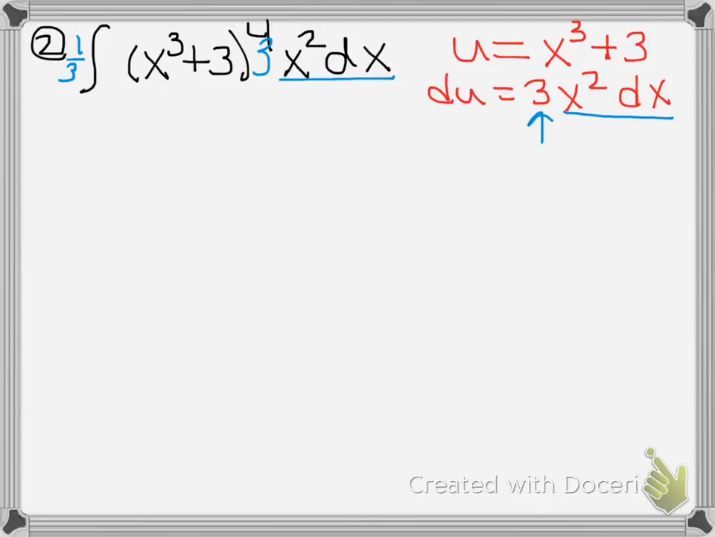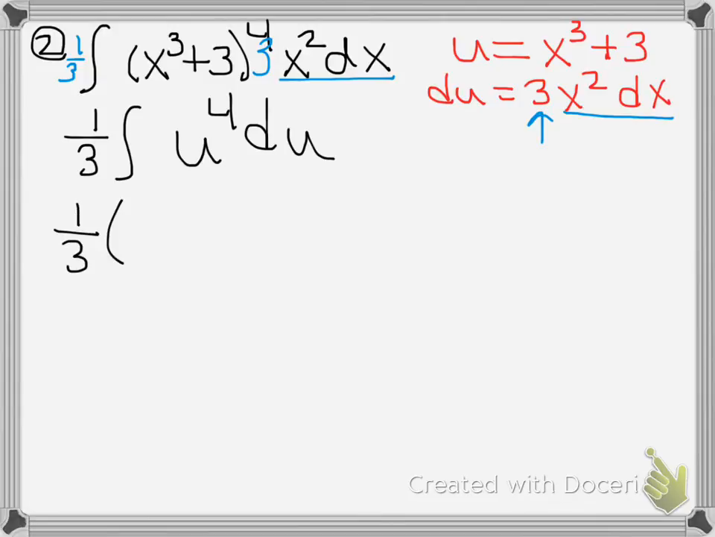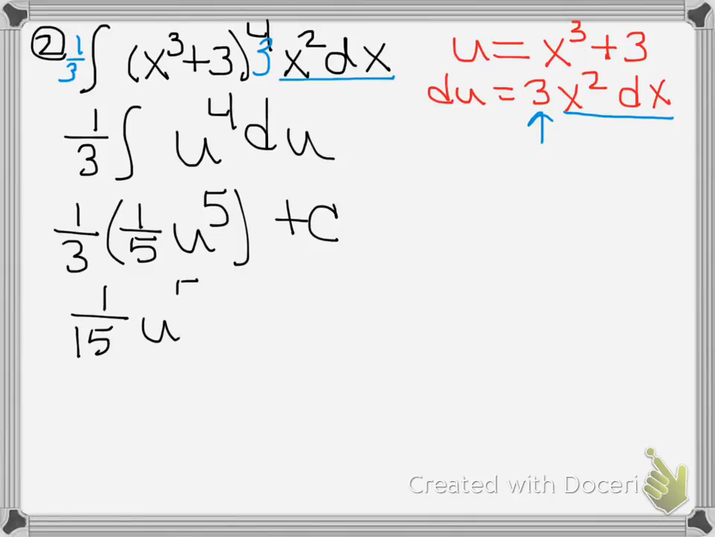So now I have the full derivative of 3x squared dx. And this now becomes 1/3 of the integral of u to the fourth du. Leaving that 1/3 on the outside, I have 1/3. This guy becomes 1/5 u to the fifth plus our constant, which you could say that's 1/15 u to the fifth plus our constant. And you might think, I'm done. And I'm going to say, no, you're not.